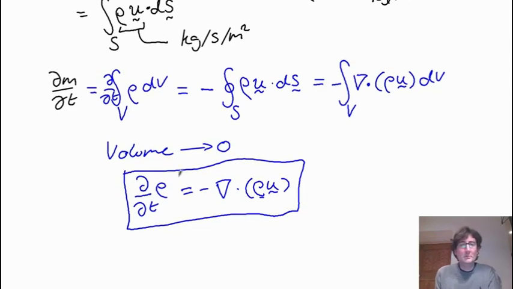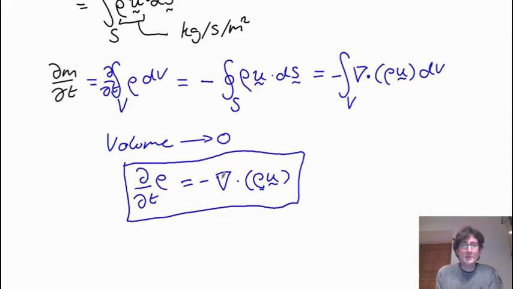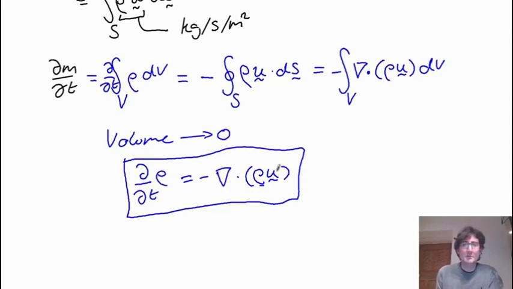Now, unfortunately, this tells us how mass changes in time, but it doesn't tell us what this u is. So in order to work out how the mass is changing, we need to know what the speed is, what the velocity of the fluid is. And to do that, we need another equation. So for that, we need the momentum equation.